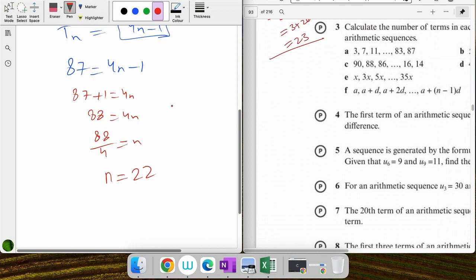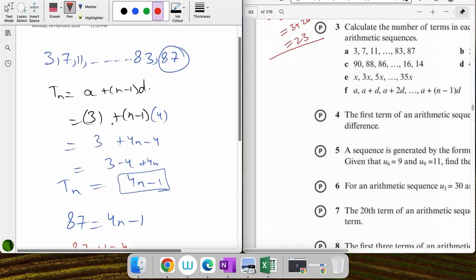So there are 22 terms in this given sequence, where this is the first term, this is the second term, this is the third term and this is the 22nd term. Any confusion?